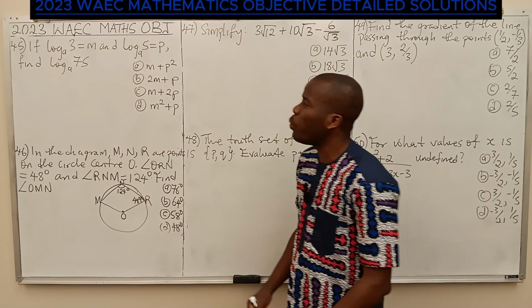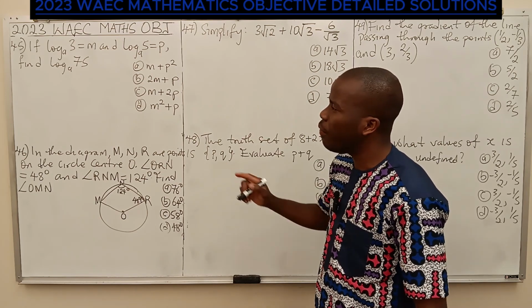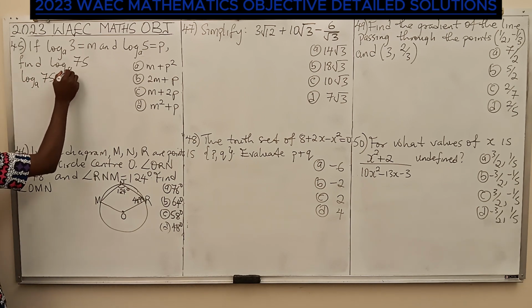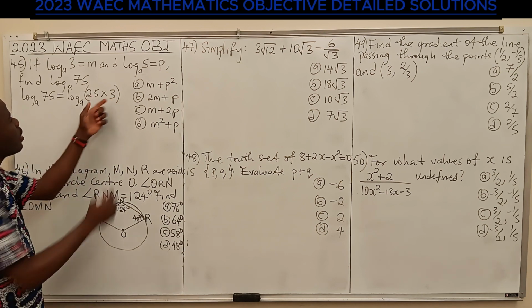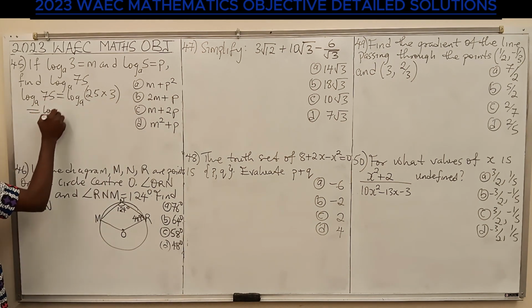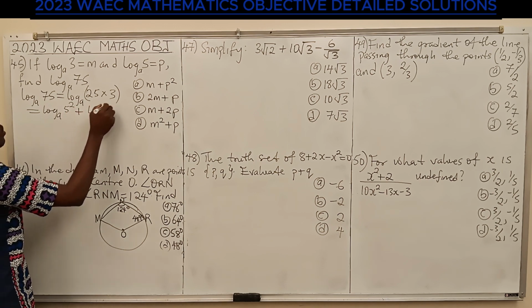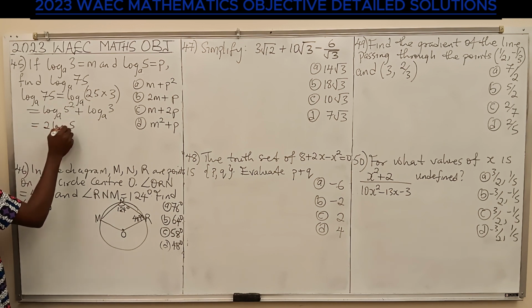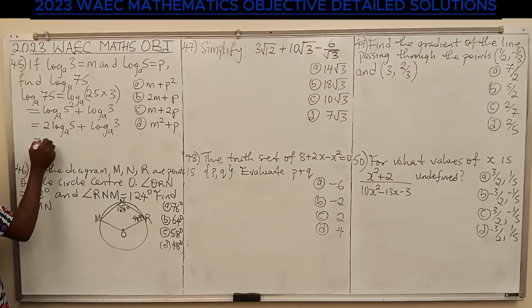C. So for question 45, we are told that if log 3 base A is M and log 5 base A is P, find log 75 base A. So log 75 base A can be split as log 25 times 3 base A. And from laws of logarithms, we can expand this to be log 25, which is 5 square base A, plus log 3 base A. And we can take the power down to be 2 log 5 base A plus log 3 base A. Log 5 base A is P, so this is 2P, and log 3 base A is M. So 2P plus M, which is C.